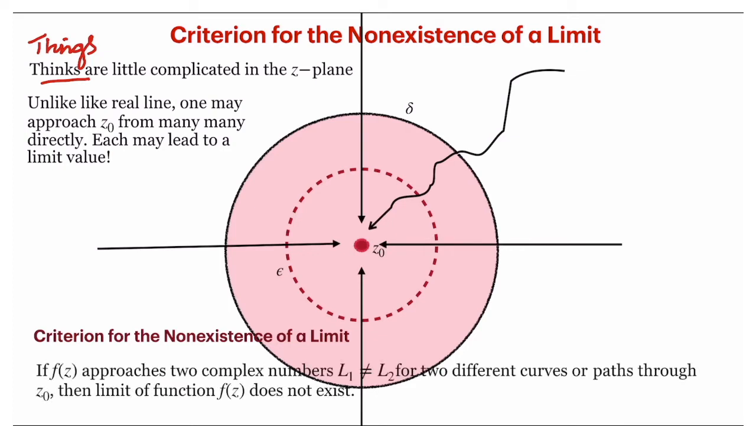If f of z approaches two complex numbers, L1 not equal to L2, for different curves or paths through z0, then the limit of f of z does not exist. So in our case, more to worry about the existence of limit, what it says is that essentially all the paths coming in the z plane, when the limit approaches z0, they should define one limiting value. If there are more than one limiting value, then your function is discontinuous.